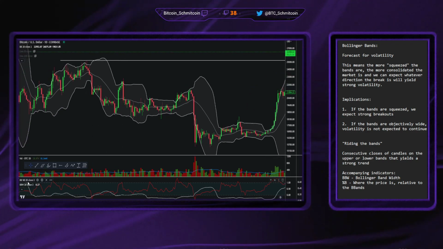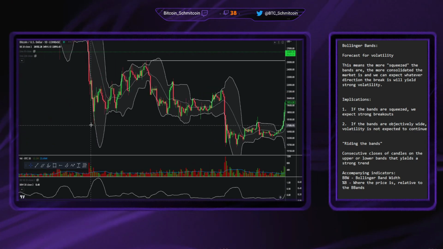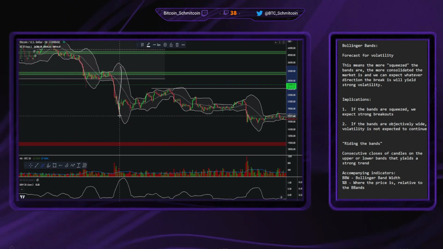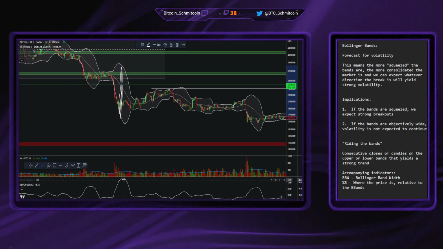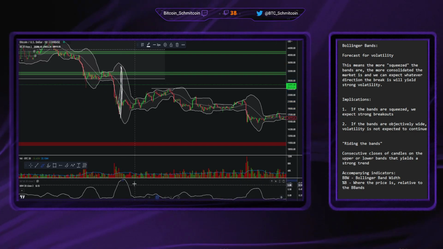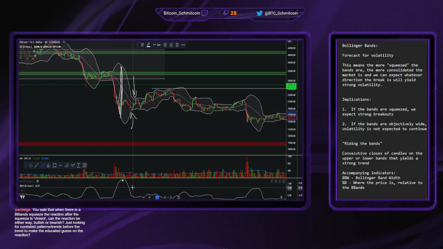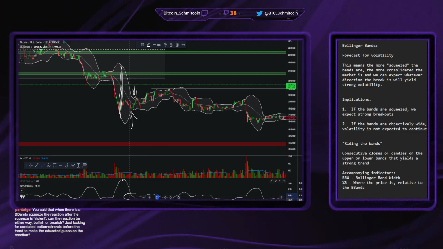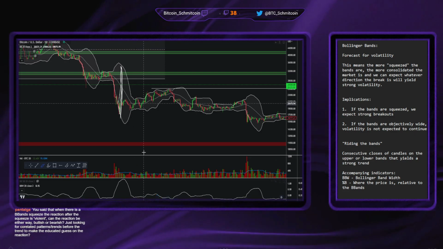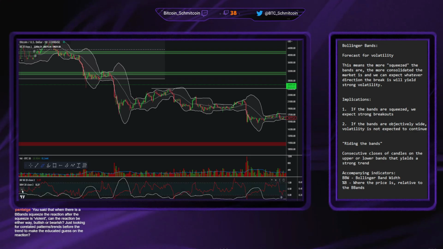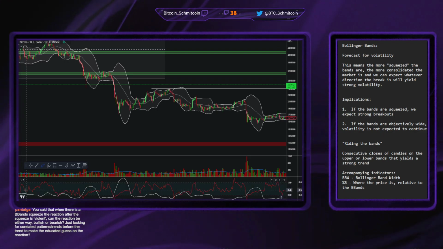So BBW is pretty straightforward, right? The wider the bands, so here's a pretty big example, the wider the bands, the higher the number. The more compressed the bands, i.e. the width is narrow, the lower the number. So it's just an oscillator that shows you objective reads of the Bollinger Bands. Percent B is the positioning of the price relative to the band.